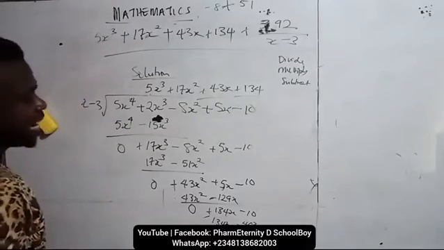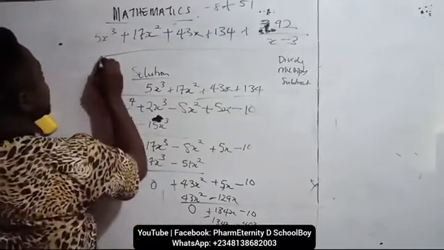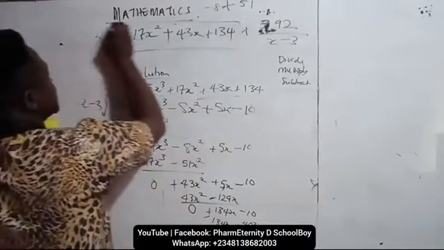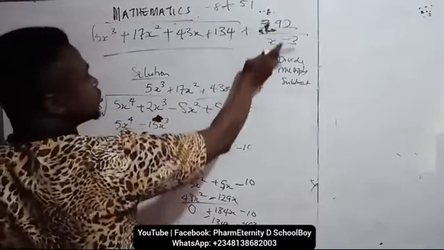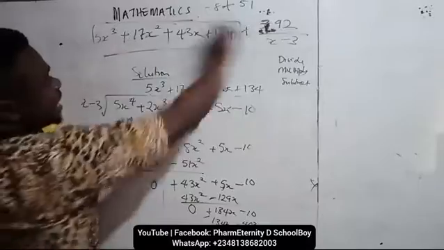Had it been that there is no remainder here, the answer would have been this. But because the remainder is 392, you put the remainder over the divisor. So this is the answer to the question.